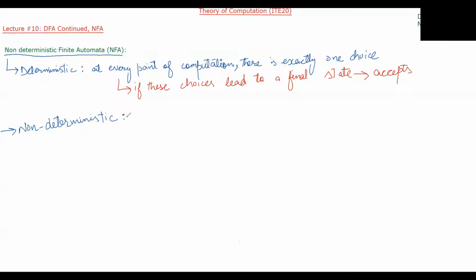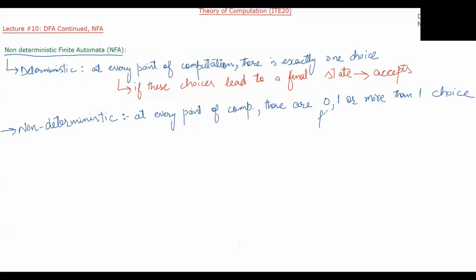Non-deterministic means where there is no determinism, or we can say at every point of computation, or at every state, there are 0, 1, or more than one choice possible.